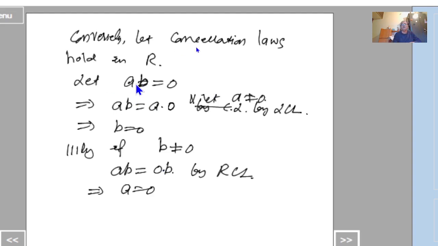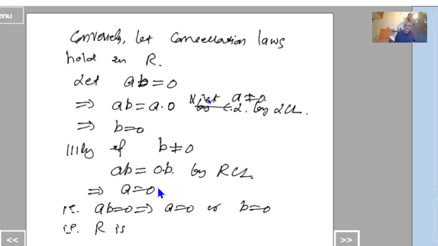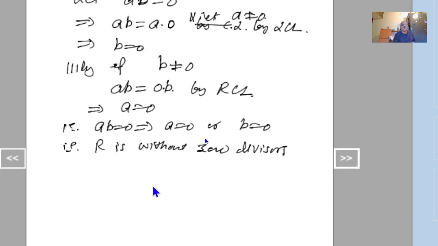See here I have taken AB equal to 0. If A is not equal to 0, we have put that B equal to 0. And again, if B is not equal to 0, we have put that A equal to 0. So what we proved is AB equal to 0 implies A equal to 0 or B equal to 0. So that is, R is without 0 divisors. This is what we have to prove.